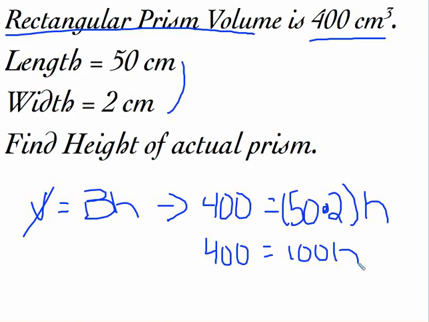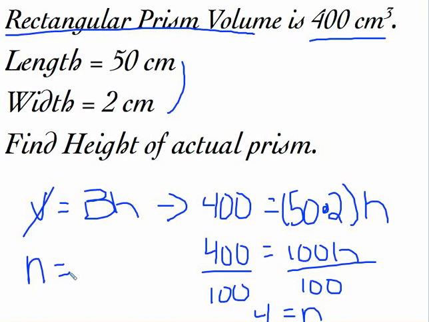I want to isolate my variable. At this point, I hope you're pausing the video to work ahead of me. I'm going to divide by 100 on each side. That leaves me with 4 is equal to h. Or in other words, the height of this prism is 4 centimeters.